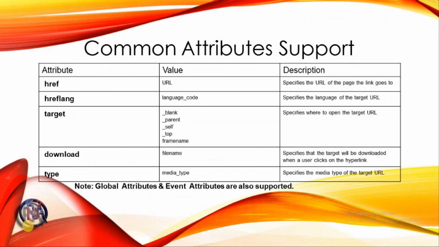The very first and the most common attribute is the href attribute. Href stands for Hypertext Reference, which is used to give the URL of the page the link goes to. The next is hreflang. It defines the language code of the target URL. Next is the target attribute. It specifies whether to open the target URL in the same frame, in a new tab, or in a new window. The download attribute specifies that the target will be downloaded when the link is clicked by the user. The type attribute defines the media type of the target URL, like text, HTML, CSS or PDF, whatever it is.